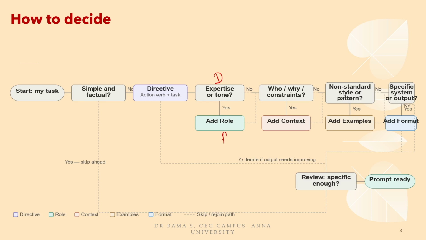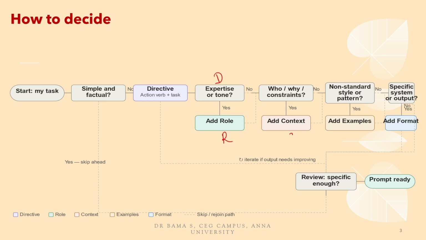Suppose expertise is required. Say we assume that the LLM itself has the role of a nutrition fitness enthusiast or teacher. If that role is specified, then after the directive it goes into add role, and then we can also specify the constraints or the limitations or the audience. So, there we have to add the context. This is the second component, role.